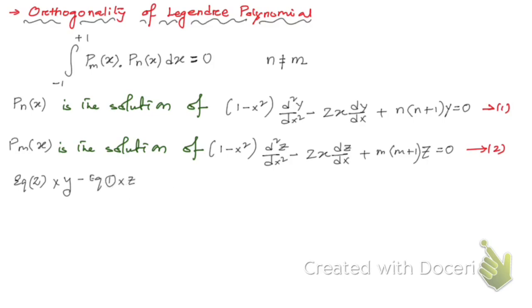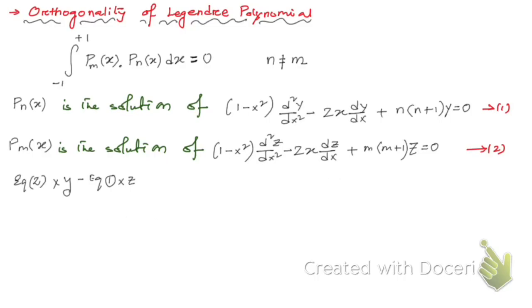Now let me write the left hand side of equation number 2 and multiply it by y. Here we multiply y in the first term, in the second term as well, and in the last term as well. Hope you have understood this. We have multiplied it by y.